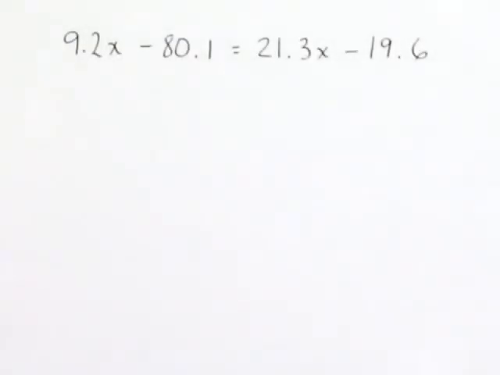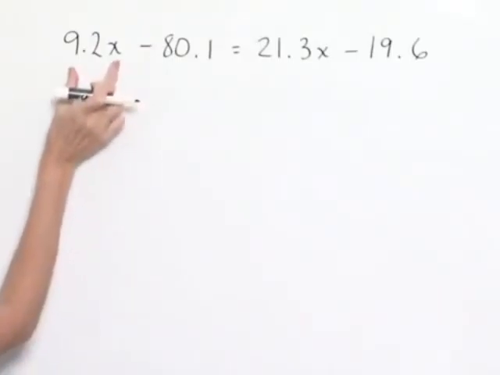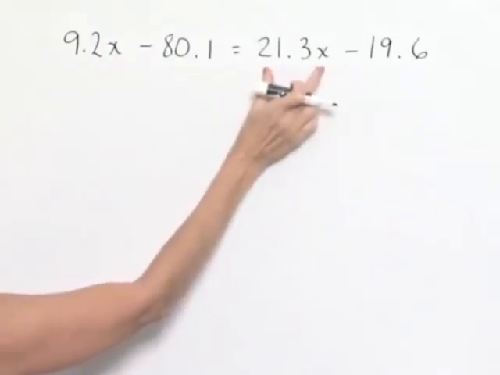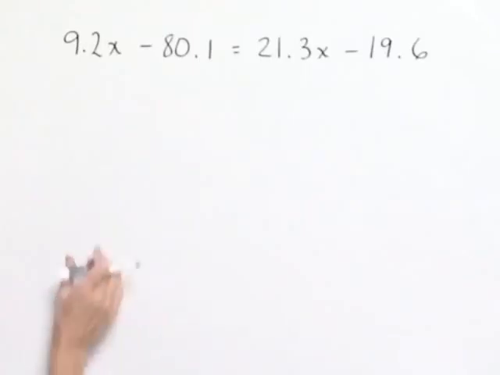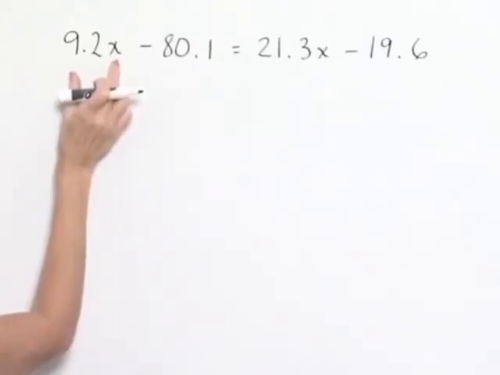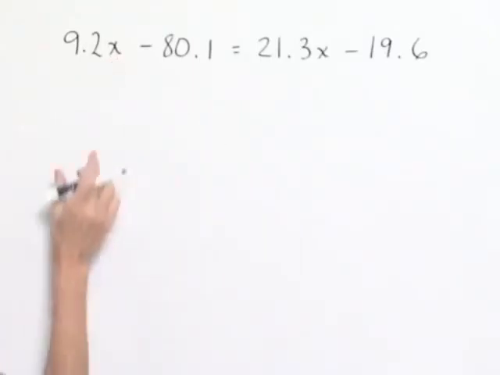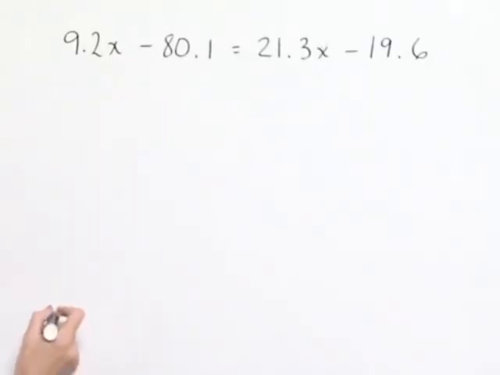We want to solve for x in the equation 9 and 2/10 x minus 80 and 1/10 equals 21 and 3/10 x minus 19 and 6/10. The first thing to note is that we have terms with x in them on both sides of the equation. So one thing we can do is to subtract 9 and 2/10 x from both sides of this equation in order to end up with our x terms on the same side.